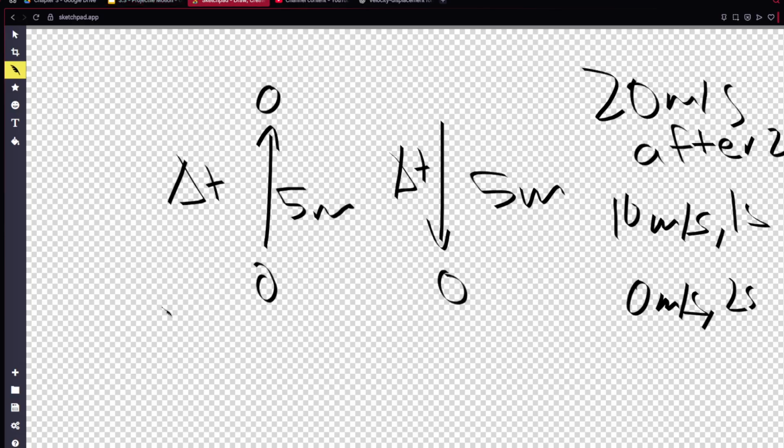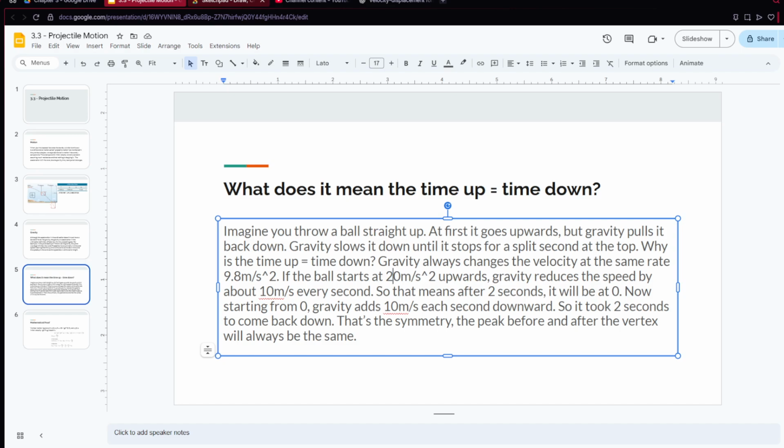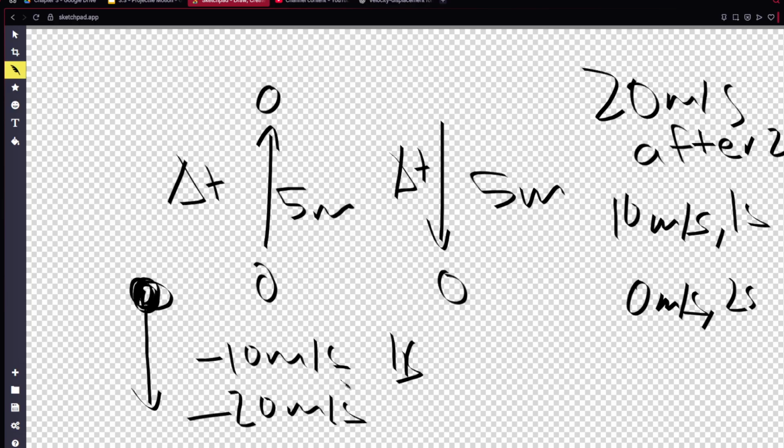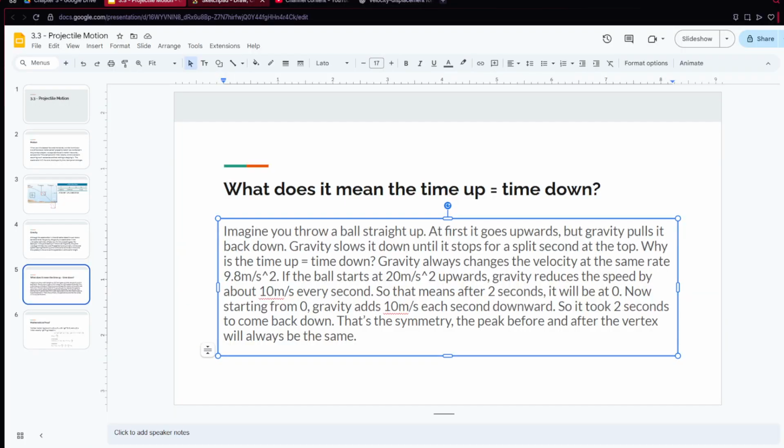So it will be at 0 meters per second upwards. Now starting from 0, which is the ball right here, starting from 0 meters per second, gravity is going to pull the ball down at negative 10 meters per second at 1 second, and then negative 20 meters per second at the second one. So the acceleration is changing the velocity at the same rate, regardless of up and down. So that's the symmetry. The path before and after the vertex will always be the same.